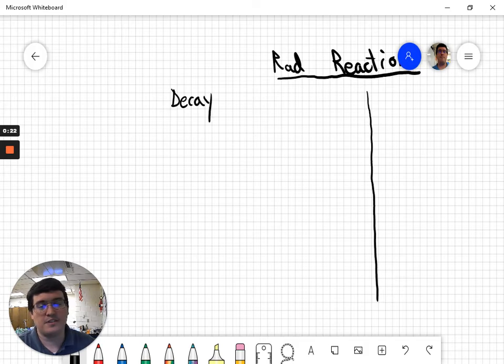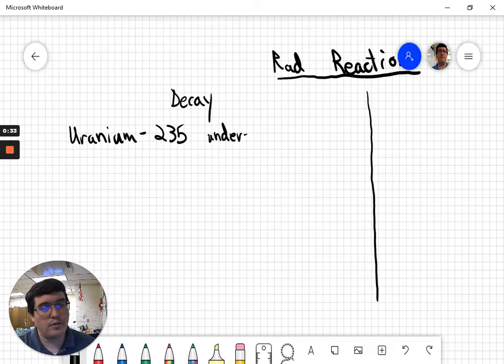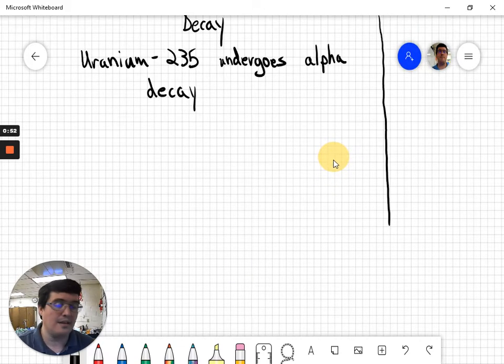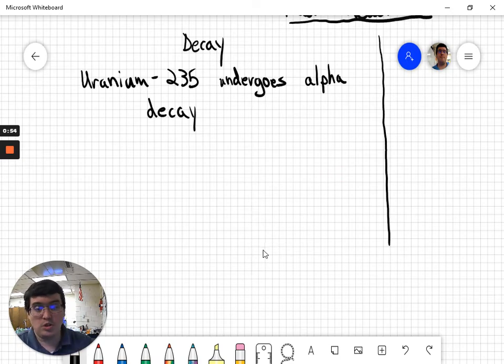So, for example, if I told you that uranium-235 undergoes alpha decay, what that means is that uranium-235 emits an alpha particle. It's going to create an alpha particle. And when it does that, it's going to make a new nuclide. It's going to make a new isotope. It's possibly even going to make a new element, okay?